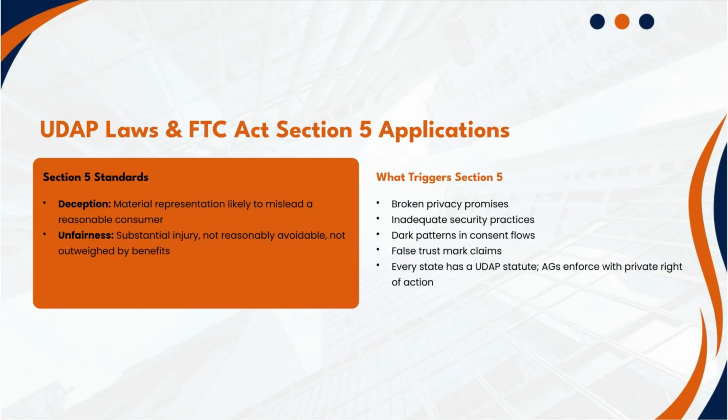Alright, this is the workhorse. Let's take it apart. Section 5 prohibits unfair or deceptive acts or practices affecting commerce. That's it. No mention of privacy. And yet it is the foundation of American privacy enforcement. Deception first because it's easier. A representation, omission, or practice that is likely to mislead a reasonable consumer and it's material to their decision.